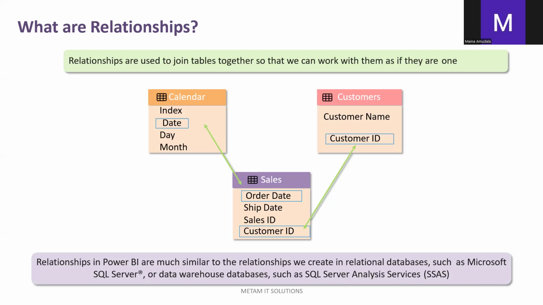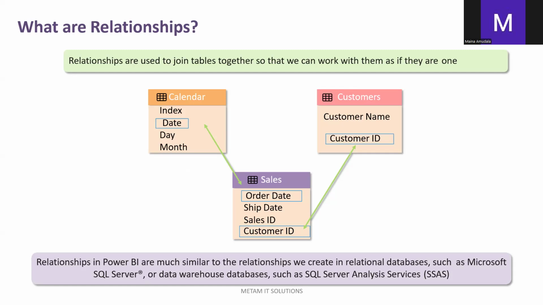So here we are going to find out the relationship between the tables. I'm taking three different tables: customers, sales, and calendar. The date in the calendar, the customer ID in the customers, and the customer ID and order date in the sales have some relationship with the other tables. Coming to the calendar and the sales, the date has a relationship with the order date in sales.